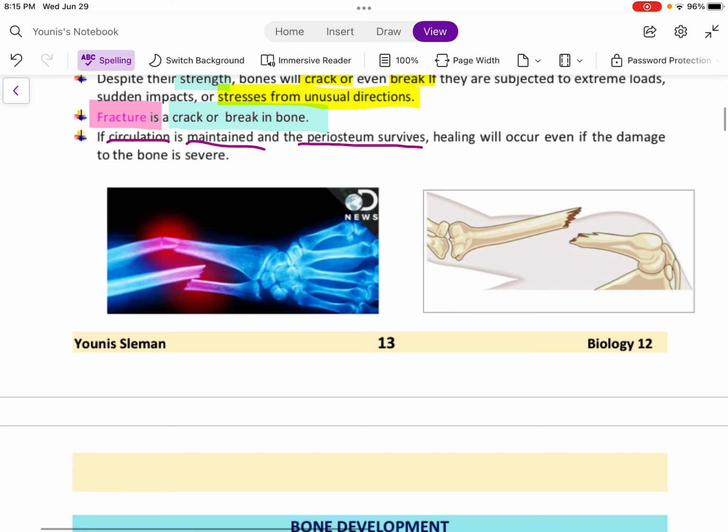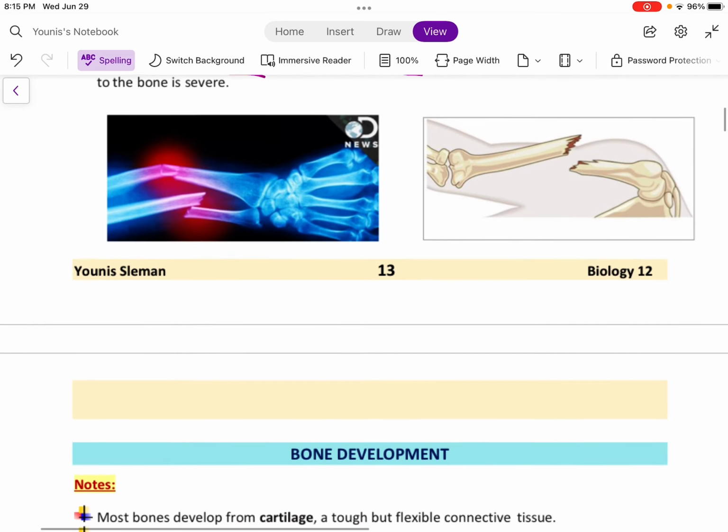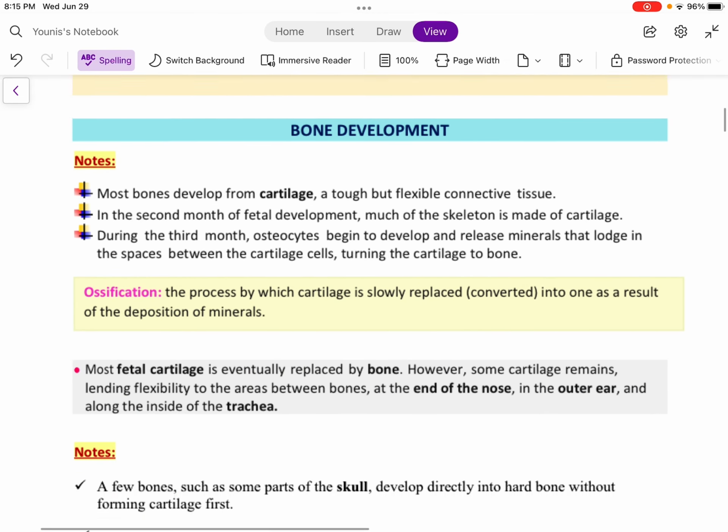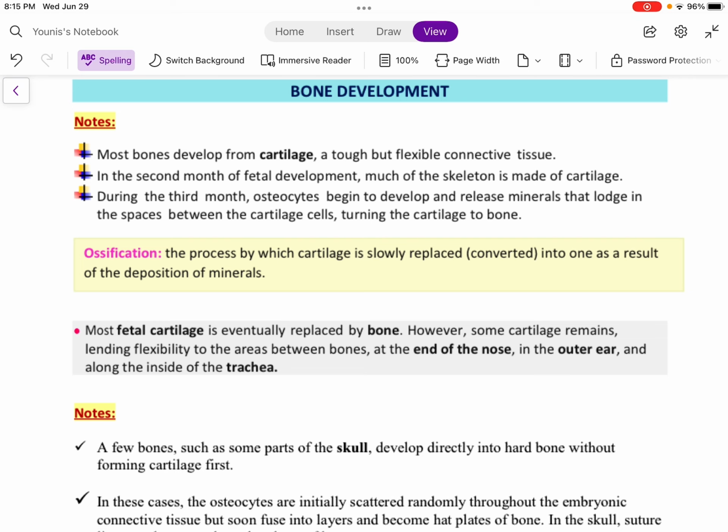And you see the diagrams, one of them is the x-ray, the other is a diagram showing a break in the humerus, the arm bone. Now, how do bones develop? How do they grow?